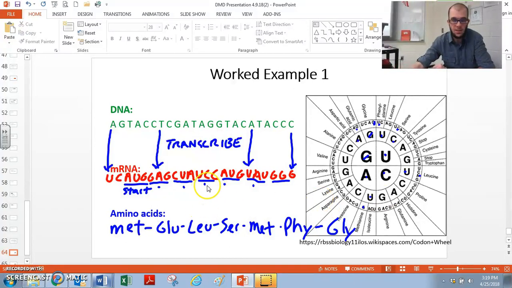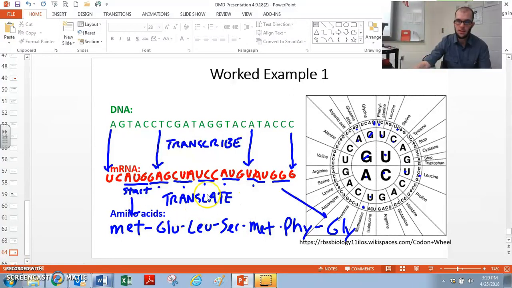So this process, turning the mRNA into proteins, is called translation. And so we translated the RNA codons into protein. Okay, so we translated that into that protein. So let's go ahead and do another example.